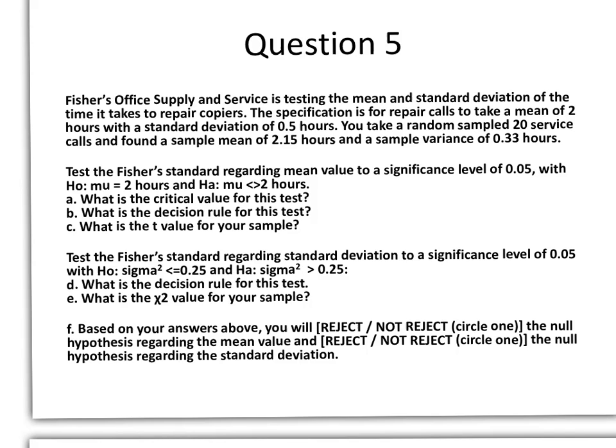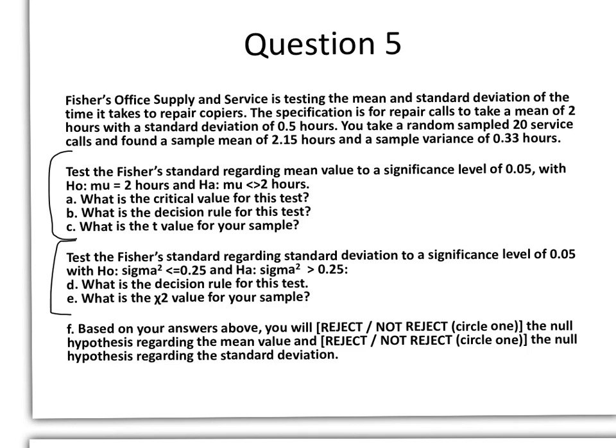In problem 5, we've got two types of tests we're going to do here. We're going to test first a mean and then a variance. And as we discussed in class, you do this frequently because you would want to know whether you're meeting both the specification for the mean and for the variance.